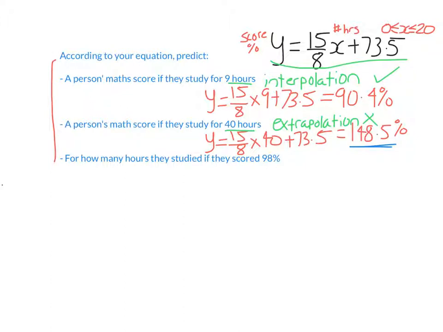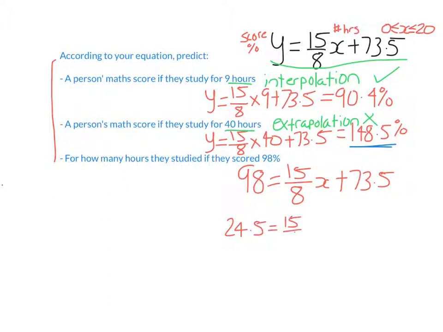So for the last one, for how many hours did they study if they scored 98? So that's easy. Now we're substituting y, because y is the score as a percent, for 98. So I get 98 equals 15 over 8 times x plus 73.5. And you know how to solve this equation. I subtract 73.5 from both sides. And now I'm going to divide each side by 15 over 8. So the answer I get is 13.06 recurring, so it's about 13.1 hours. So if I want to get a mark of 98%, according to this equation, I should study for around 13 hours.